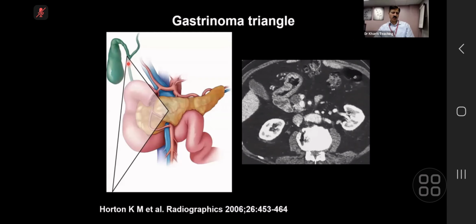And this is the gastrinoma triangle. You have to remember this. You can understand that an examiner will show you a tumor, this is the duodenum, and it might be sitting here, and your eyes will not go there. So you have to remember this gastrinoma triangle.